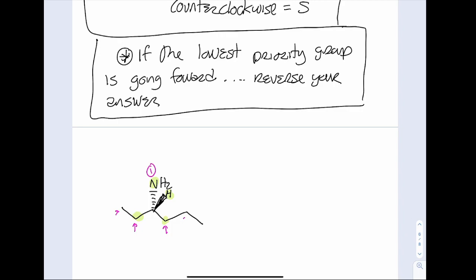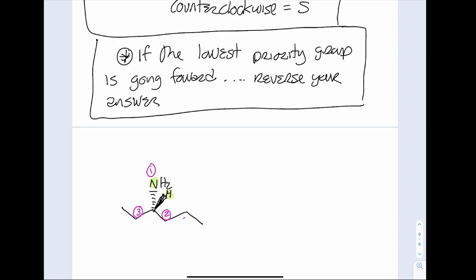So then we have to go to the next one. This carbon is bonded to 3 hydrogen. This carbon is bonded to 2 hydrogen and another carbon, so that carbon wins, right? The carbon trumps the hydrogen. So this direction is going to be 2. This direction is going to be 3. Hydrogen is my lowest priority group.